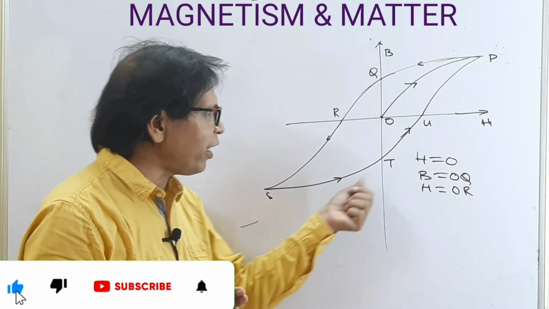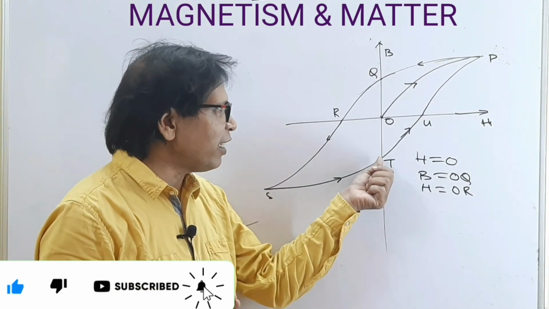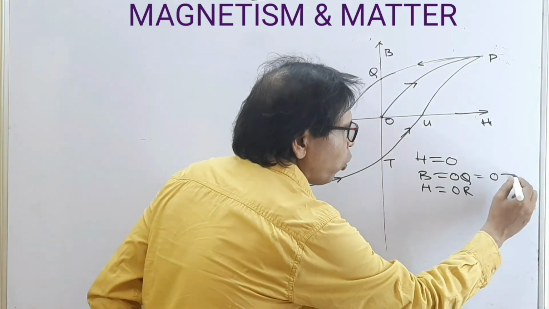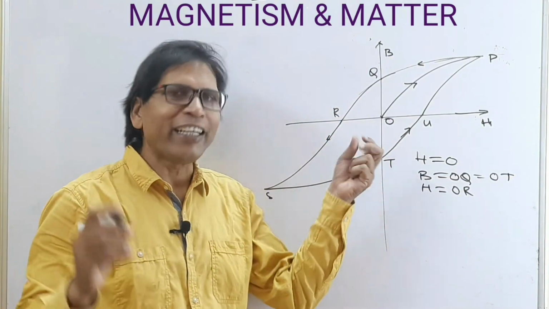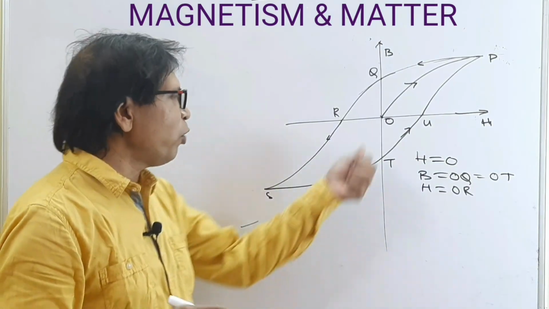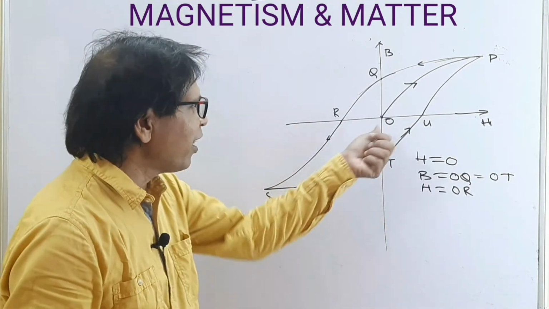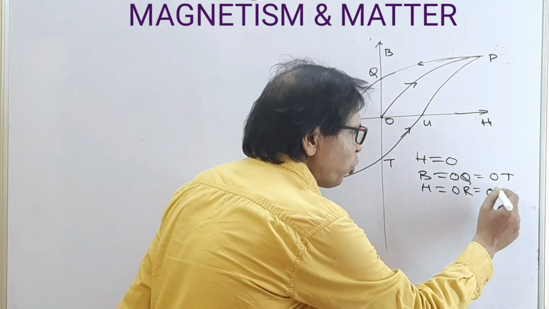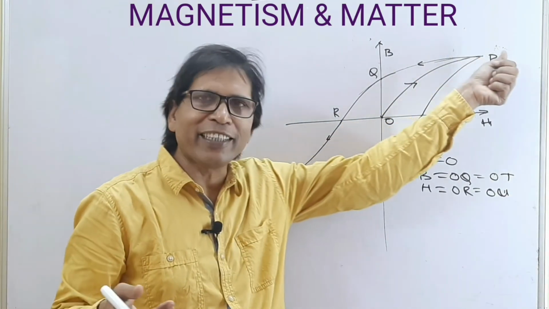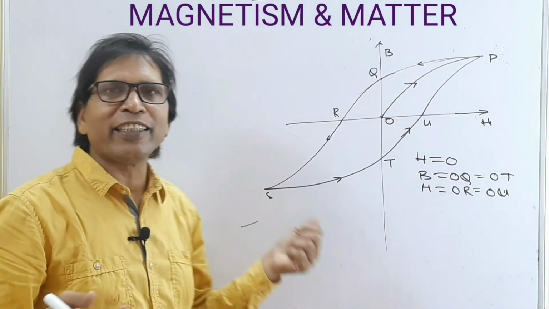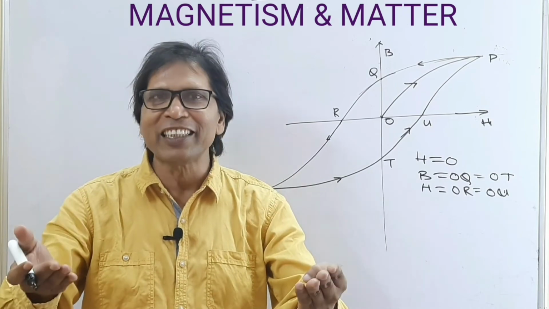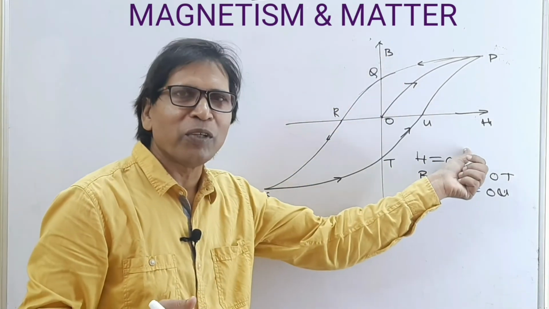Now if H decreases again to 0, then B equal to OQ equal to OT also represents the retentivity of the magnetic substance in the opposite direction. Now to nullify this retentivity, the opposite magnetic field is OU, which represents the coercivity. Now complete magnetization and demagnetization, the BH graph forms a loop called the hysteresis loop or BH loop.